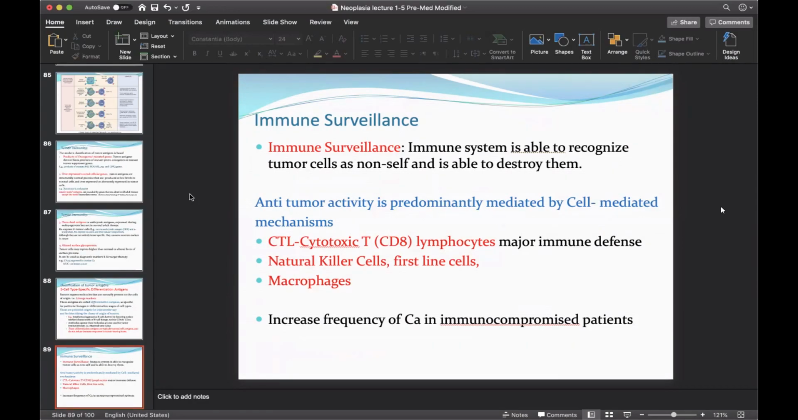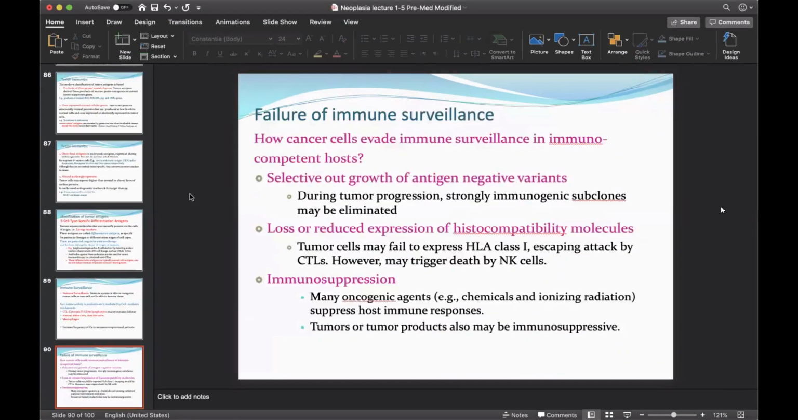So it's mainly mediated by cell-mediated mechanisms, CD8 T lymphocytes, and also parts of the natural innate immune system such as natural killer cells and macrophages. Okay. So what is the evidence that immune surveillance is important in cancer? We notice that patients who have immunodeficiency, whether due to transplant or due to HIV, tend to have more frequent and more rare types of malignancies. Okay, so the immune system is important.